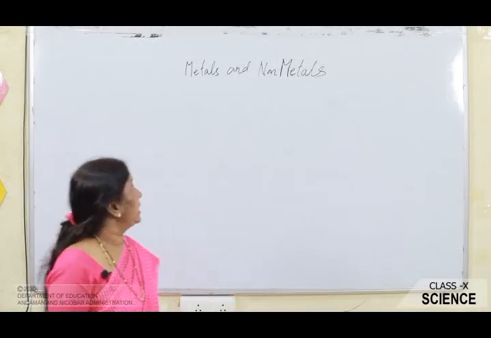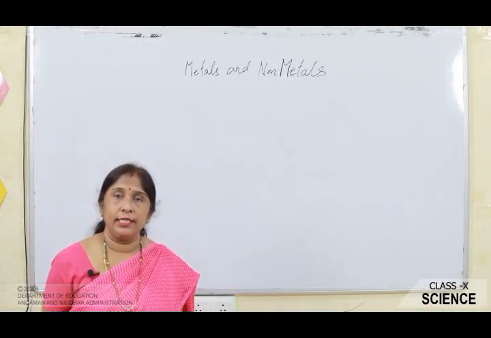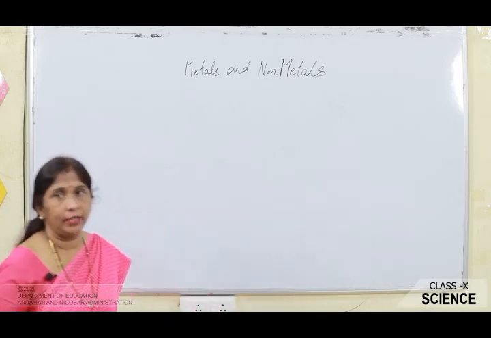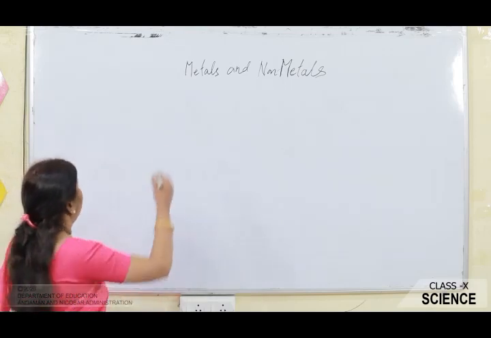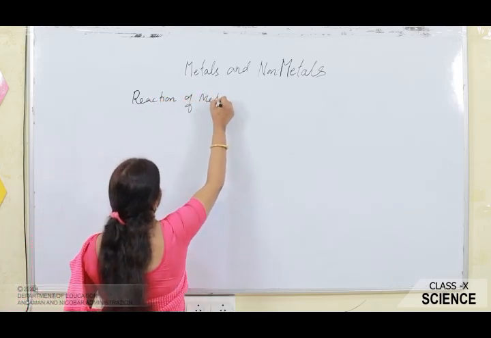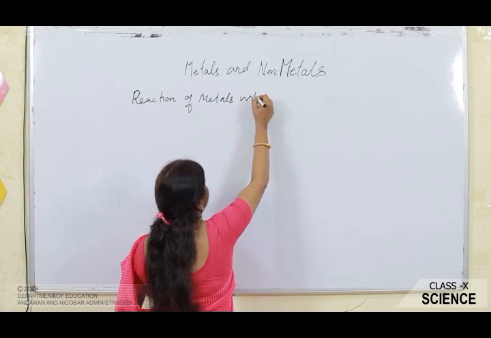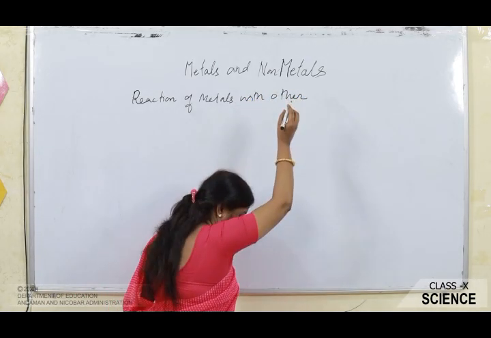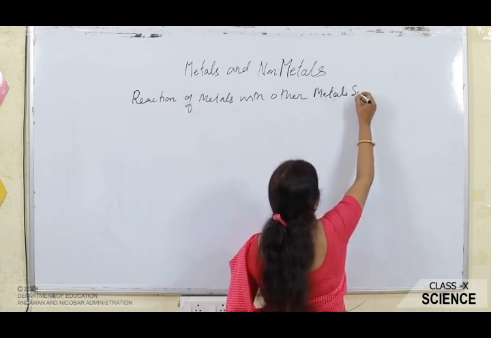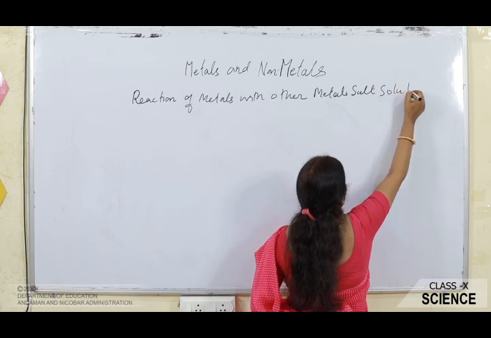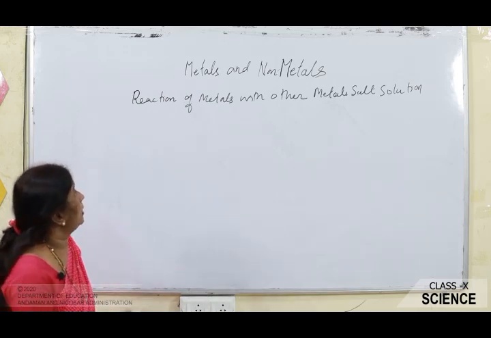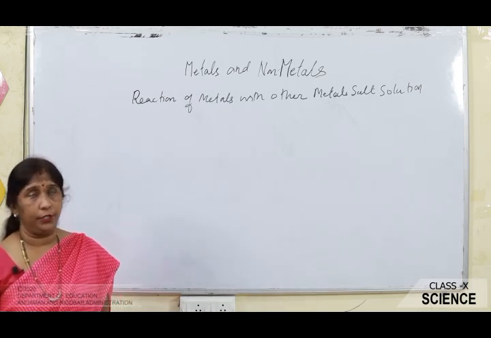Hello students, let's continue with metals and non-metals, and we were discussing the chemical properties of metals and non-metals. So our next chemical property that we are going to discuss now is the reaction of metals with other metal salt solution. Now we are going to discuss how metals react with other metal salt solution.